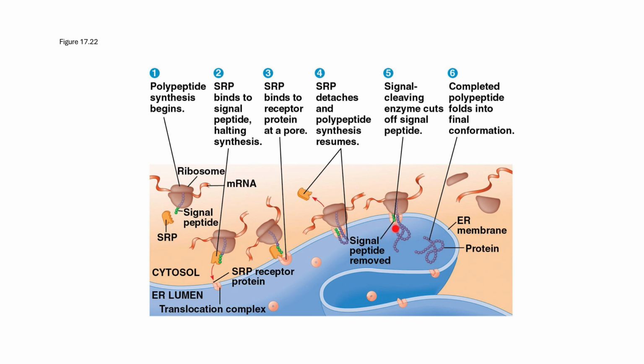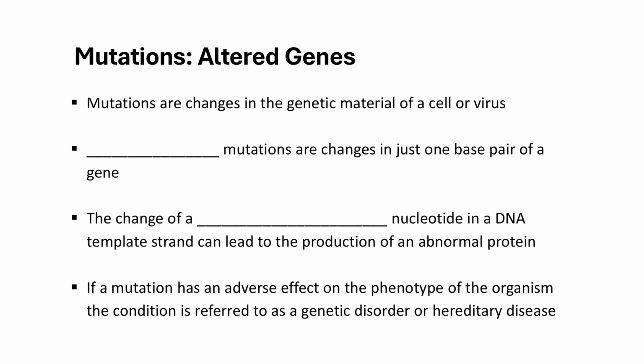There's going to then be a signal cleaving enzyme that cuts off the signal peptide, and the completed polypeptide is going to fold into its final conformation now within the endoplasmic reticulum. Sometimes mutations can happen. Mutations are changes in the genetic material of a cell or a virus. Point mutations are changes in just one base pair of a gene. The change of a single nucleotide in a DNA template strand can lead to the production of an abnormal protein.